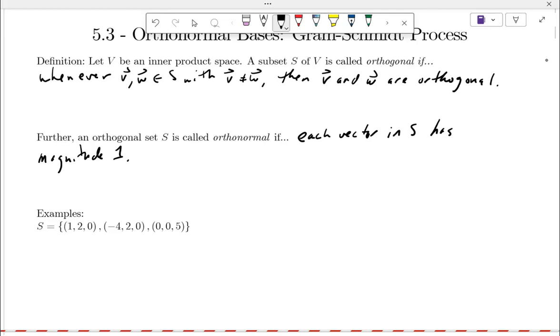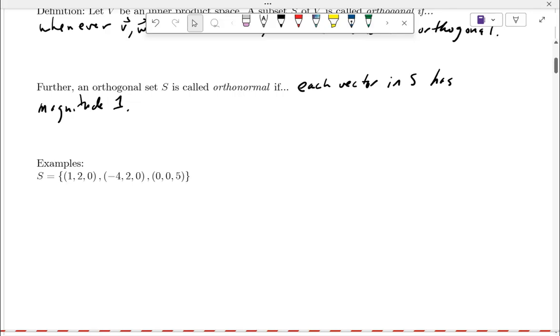i, j, k forms an orthonormal set because i, j, and k all have length 1. So that's the difference between the two. Let's look at these two examples. Does that mean that every time v is different from w, the dot product will give us 0? That's exactly right. That's exactly what we're going to do in this example. Okay, let's look at this first example.